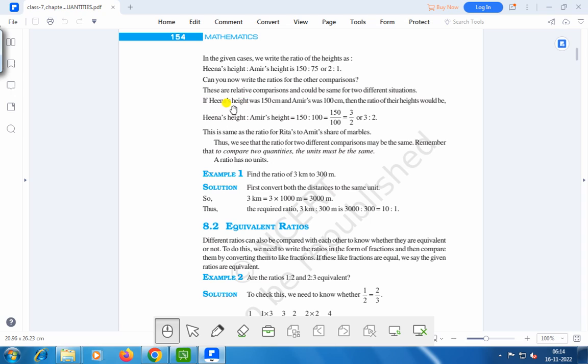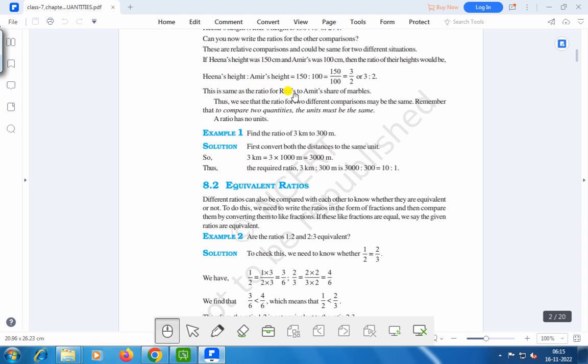If Hina's height was 150 centimeter and Amit's was 100 centimeter, then the ratio of their heights would be Hina's height is to Amit's height, 150 is to 100, that is 3 by 2. This is the same as the ratio of Rita's to Amit's share of marbles. Thus you see that the ratio for two different comparisons may be the same. Remember that to compare two quantities, the units must be the same and a ratio has no units.